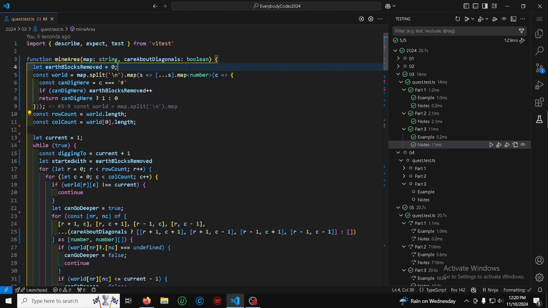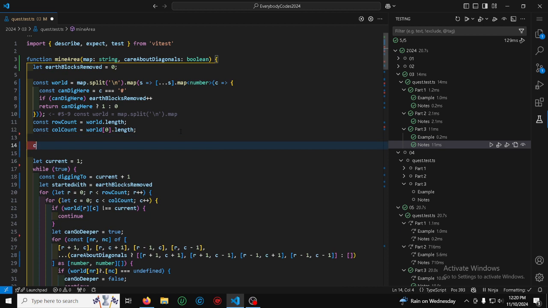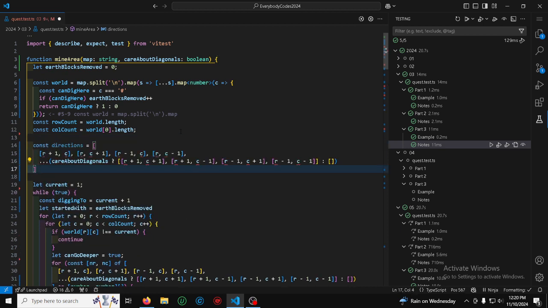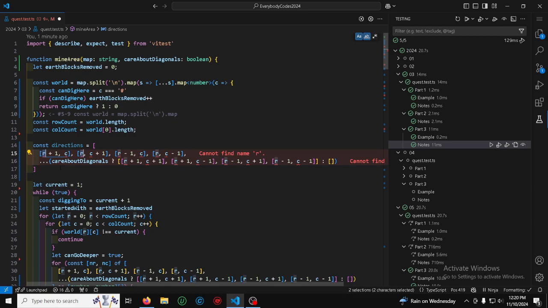So let's do that. Earth blocks removed, that's our big thing. We have our world. Let's cast directions, and then it's this. We care about diagonals, it's this. So the thing is, all these R's and C's, they go away, because we're calculating the vector effectively, or the change.